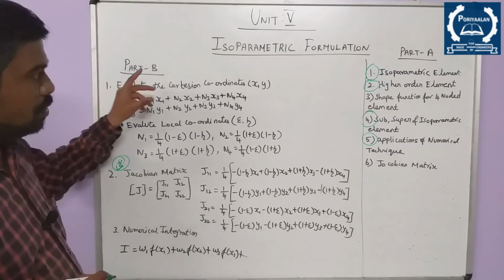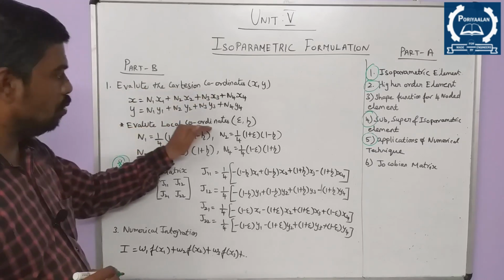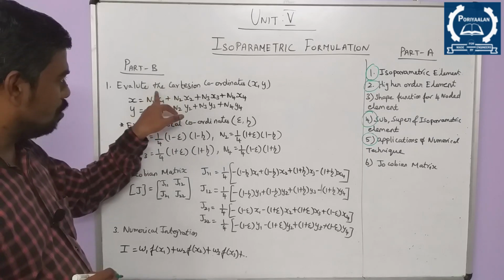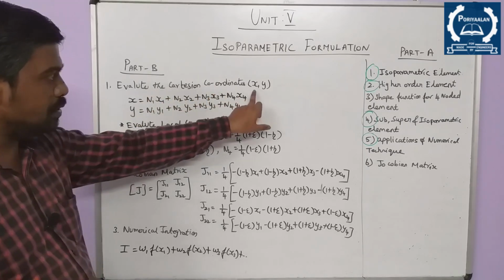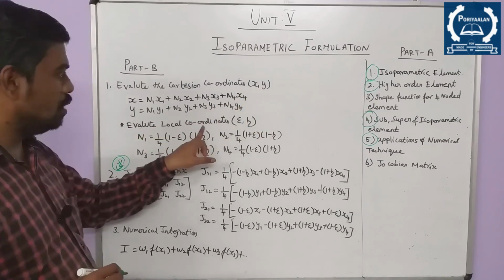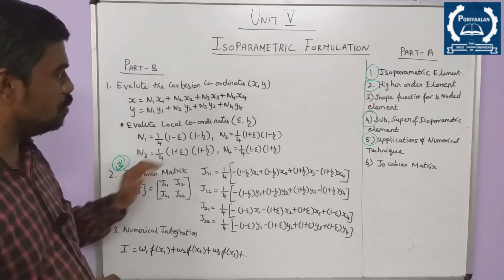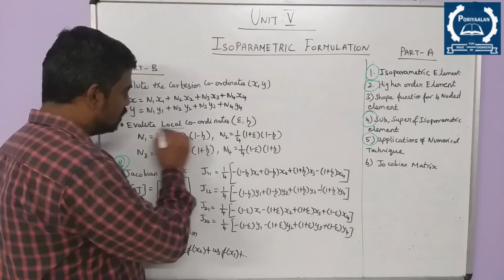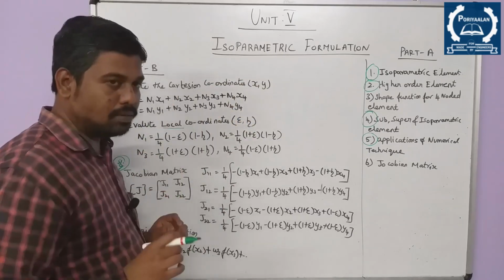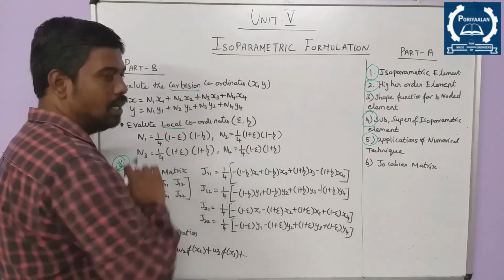Here the question may be asked like evaluate the Cartesian coordinates, or evaluate the local coordinates. Don't get confused. If they ask to evaluate Cartesian coordinates, you have to determine x and y values. If they ask to evaluate local coordinates, you have to find the epsilon and eta values. Don't confuse these two. Some of them, if they don't understand what local coordinates are, make a mistake and determine only the xy values. So Cartesian means xy and local coordinates means epsilon and eta.